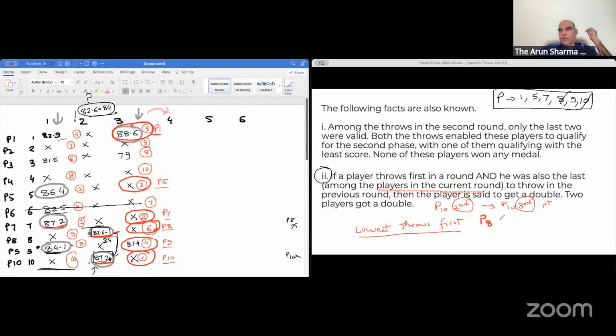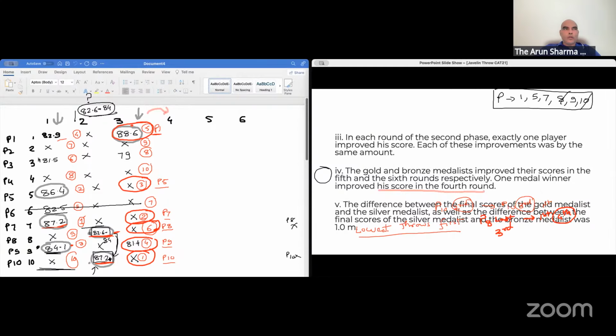P8 reversal. He is the last thrower amongst the six left in the third round, and he becomes the first thrower of the fourth round. So I'm able to identify that P8 is my second double. Can a double happen from fourth round to fifth round to sixth round? Maybe yes, but the subsequent clues will tell you that this is the only possibility, because what they are saying is they are giving us a few constraints about the growth of scores.